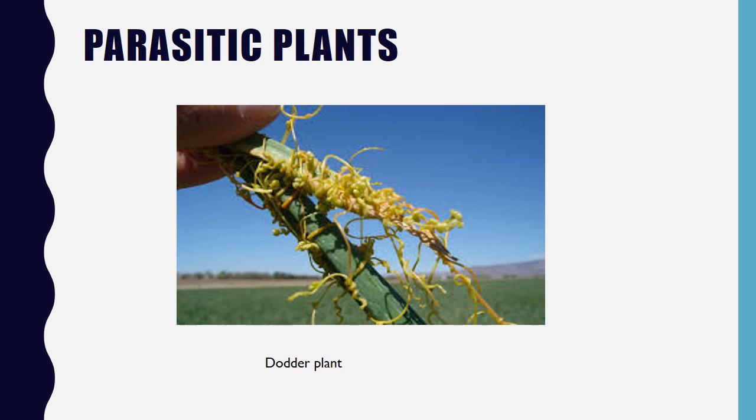So again, what is a parasitic plant? It grows on other plants and is completely dependent for food and water on the host plant. They have special roots which help them to suck the food and water from the other plant, and these parasitic plants spend their whole life on the host plant.